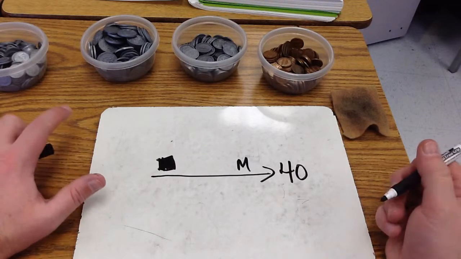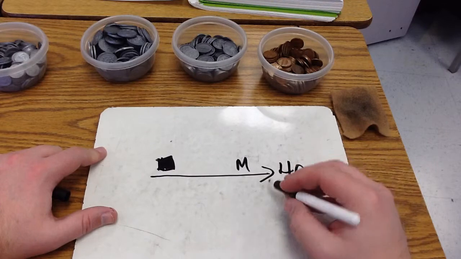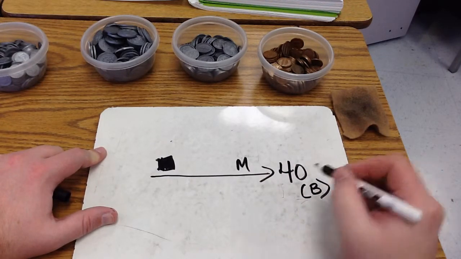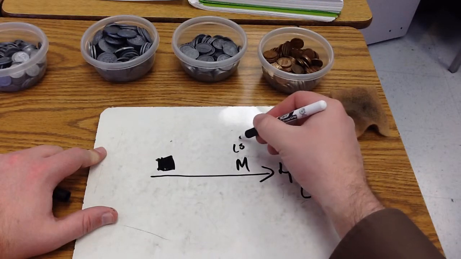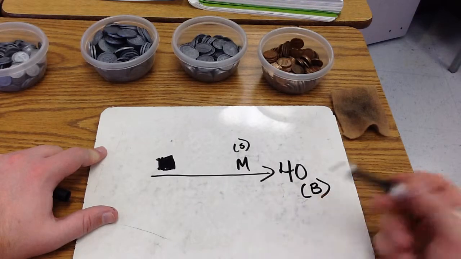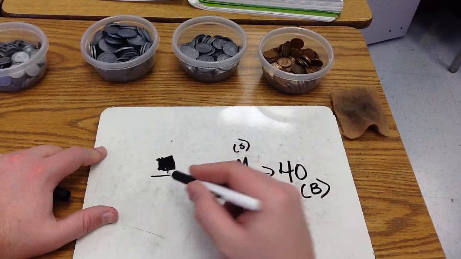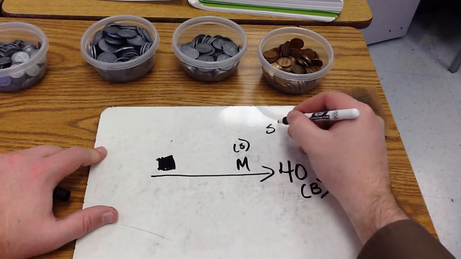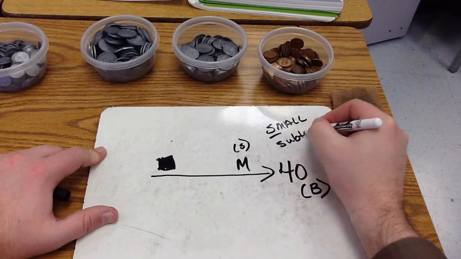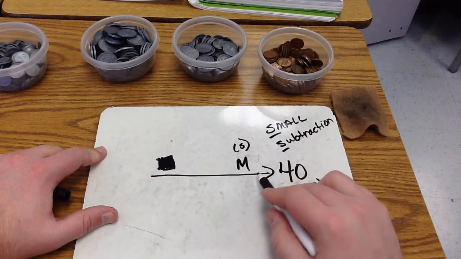So first of all, let's figure out which are my big and small numbers. My big number here in this number family, and I'm going to put a big B by it, is 40, and one of my small numbers is S. So my small number here is M because it's on the line. So if I wanted to solve this problem, because I'm missing a small number, we all know small starts with an S, subtraction starts with an X.